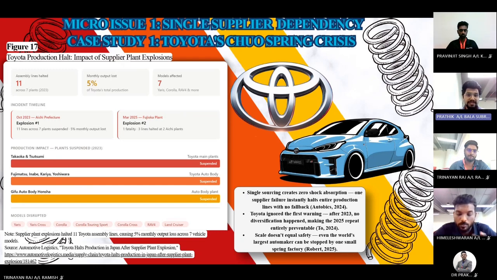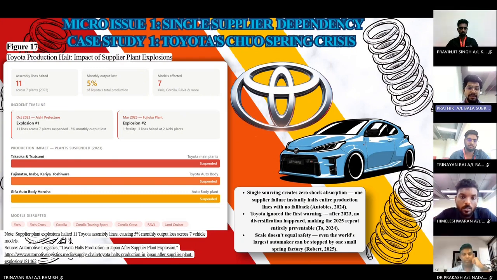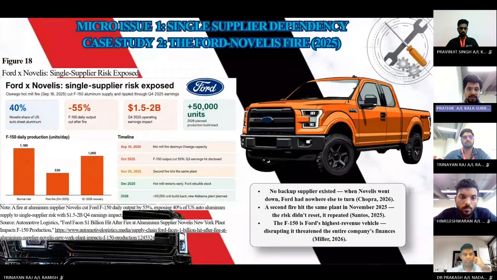So when the supply fails, production stops. Even the world's largest automaker can be disrupted by one small supplier. Slide. Now let's see case study number 2, which is Ford and Novelis Fire 2025.